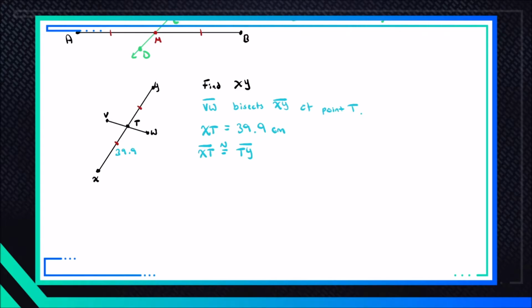And so we also know from last time that the entire length of XY is equal to XT plus TY. And so we could replace that with XT plus XT, or 2 times XT. So XY is going to be equal to 2 times the length of XT, which is 39.9 centimeters, and that is going to equal 79.8 centimeters.